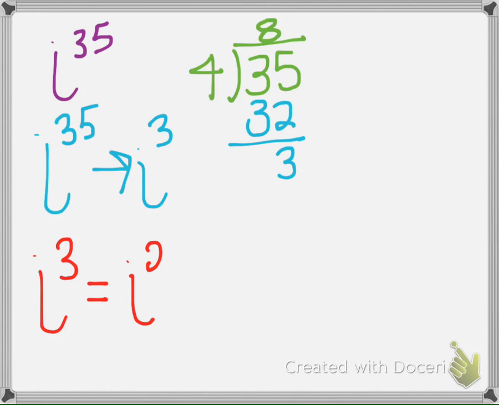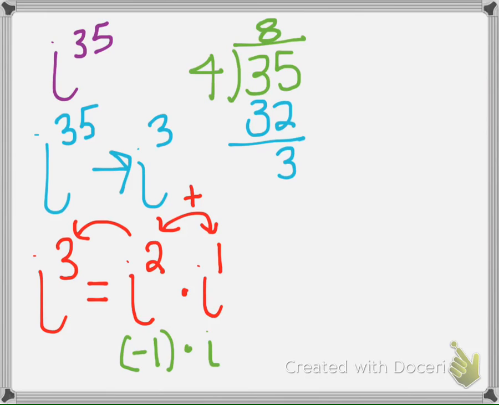It equals i squared times i, because if we add the exponents here, it would give us the 3. So since we know that i squared is negative 1, we have negative 1 times just an i, which is negative i.